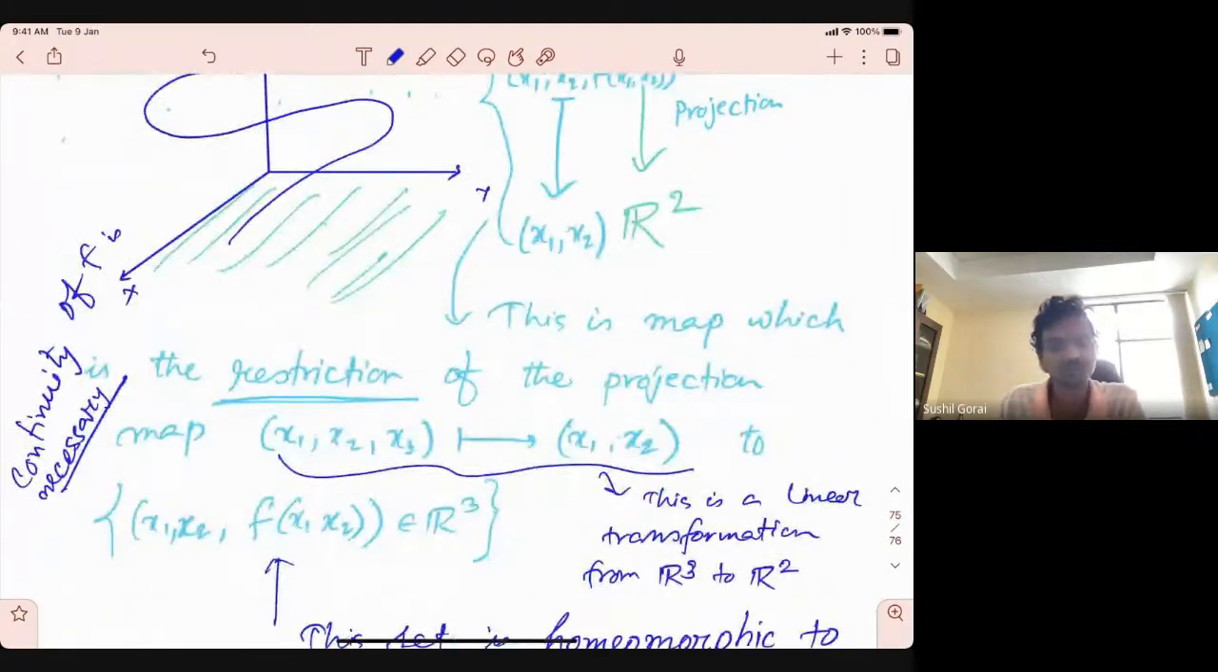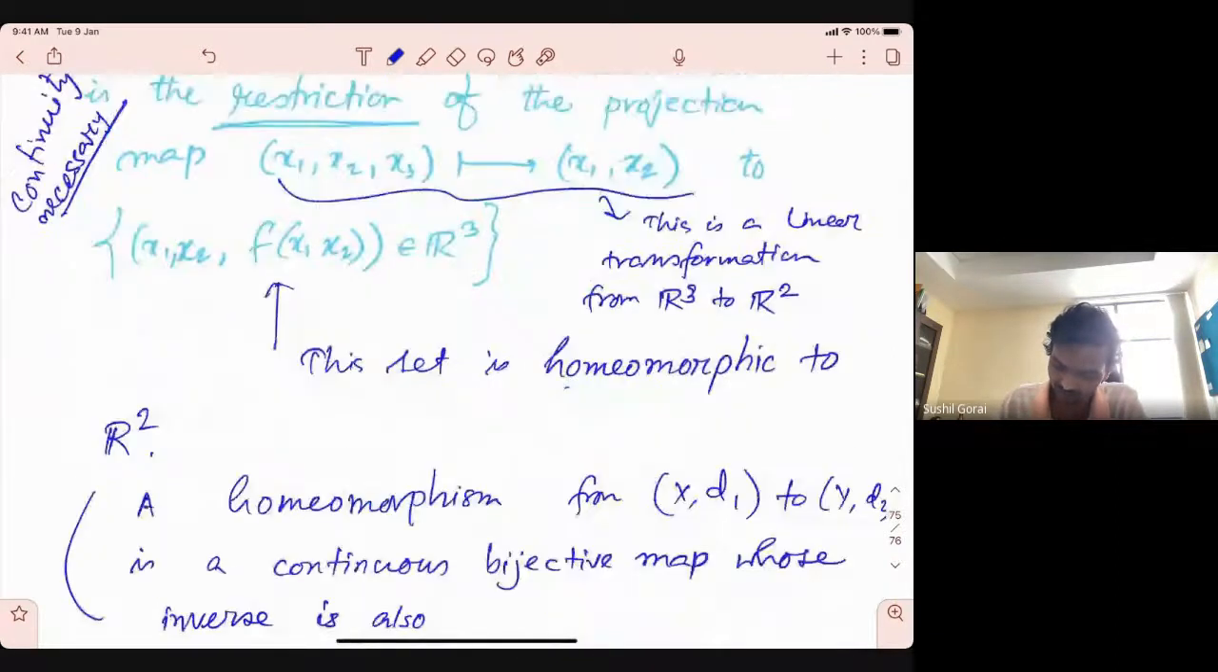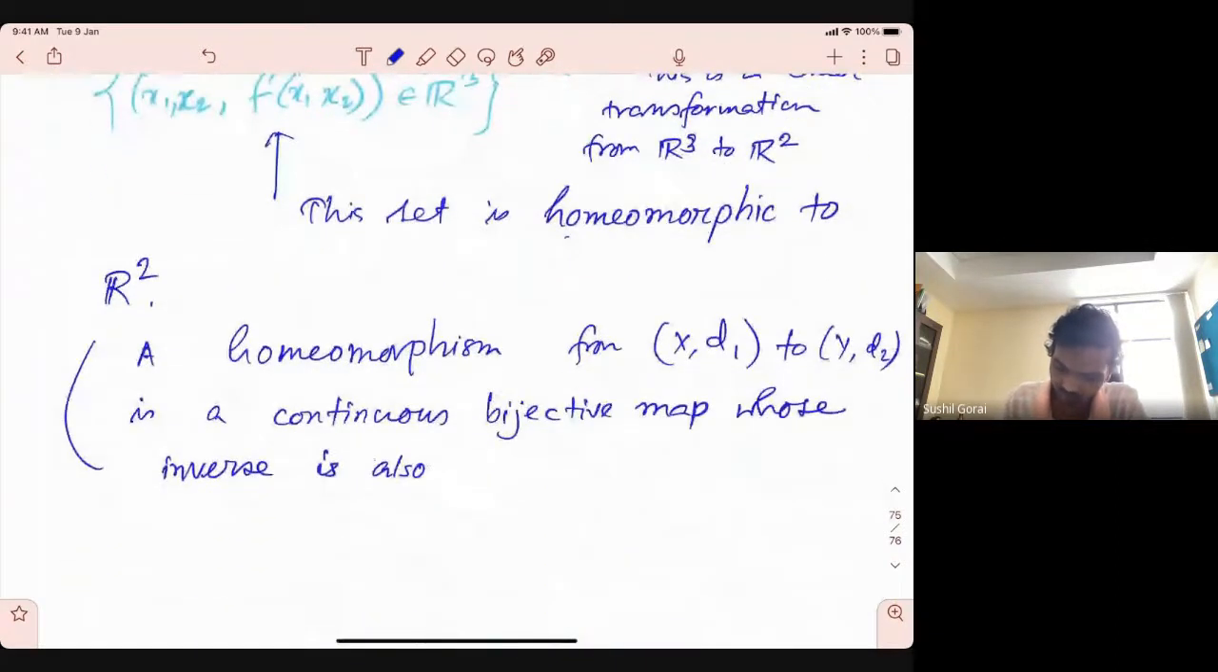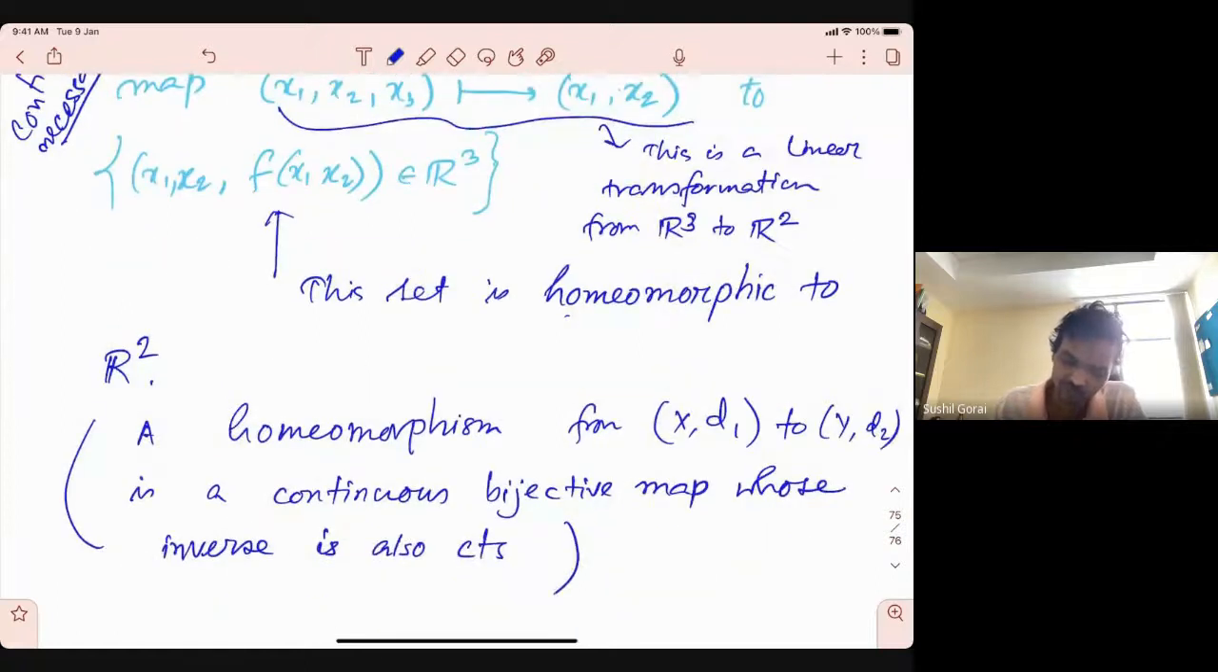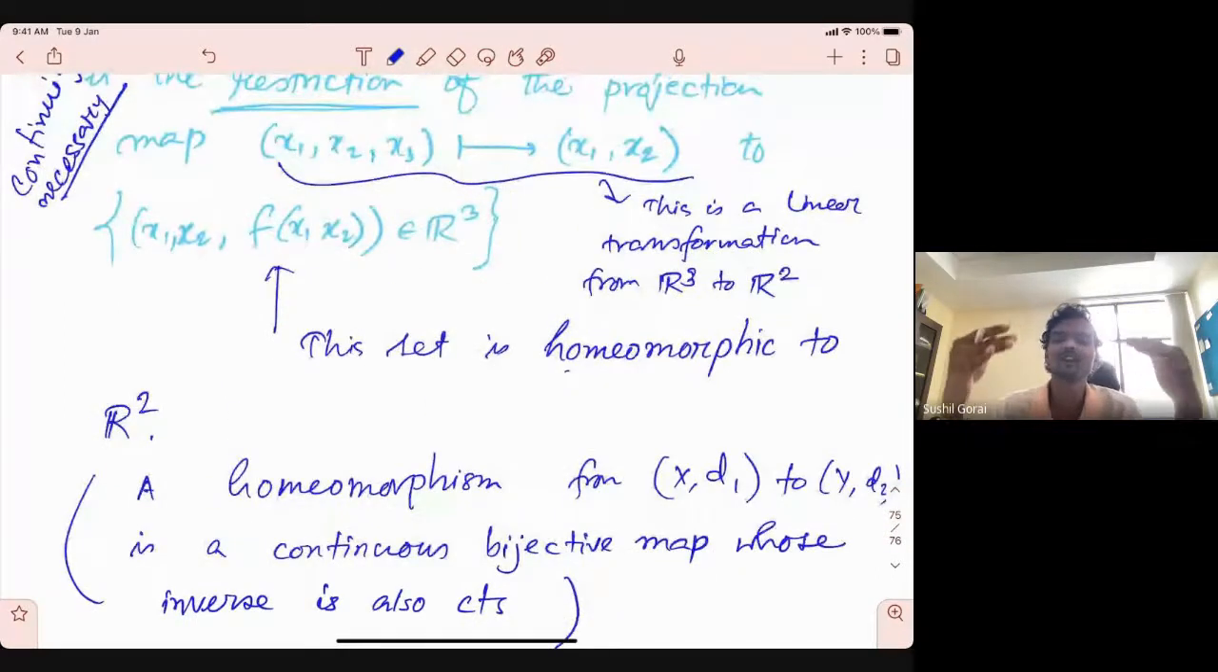But without differentiability, continuity is good enough to talk about these things. So a homeomorphism from X to Y is a continuous bijective map whose inverse is also continuous. All right. So you get a homeomorphism. So it looks like somehow it should be looking like R2, right? So that's how you think of a surface.